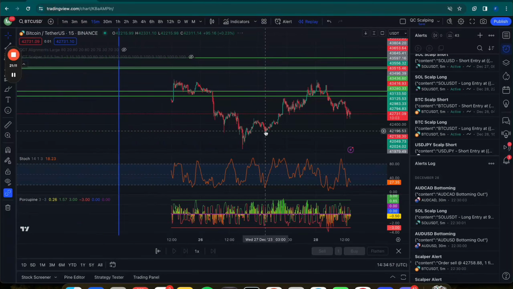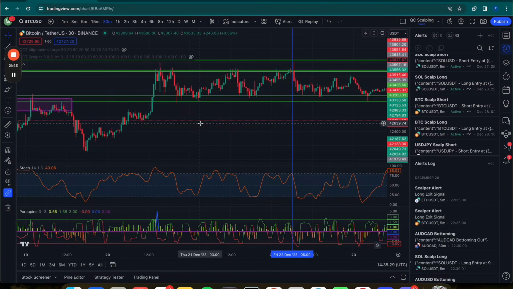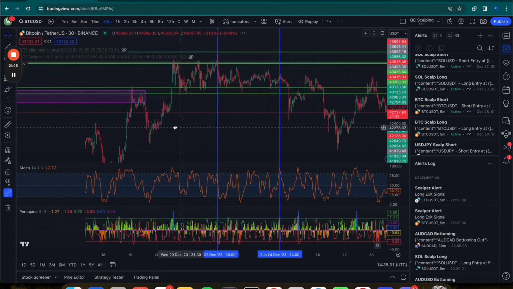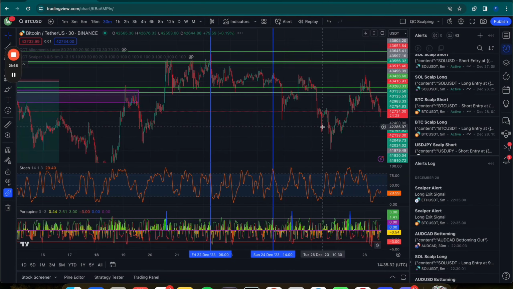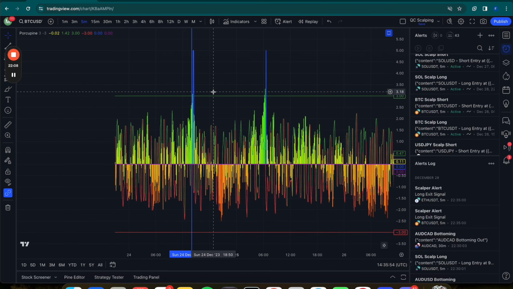Okay, here we go. So at this point, the score is high here. What does that mean? Well, the 15 minutes topped out. If we go to a 30 minute, the 30 minutes topped out. The 5 minute is going to be topped out as well. And this is the thing: you don't have to go through every single time frame here. You just have to score all together.